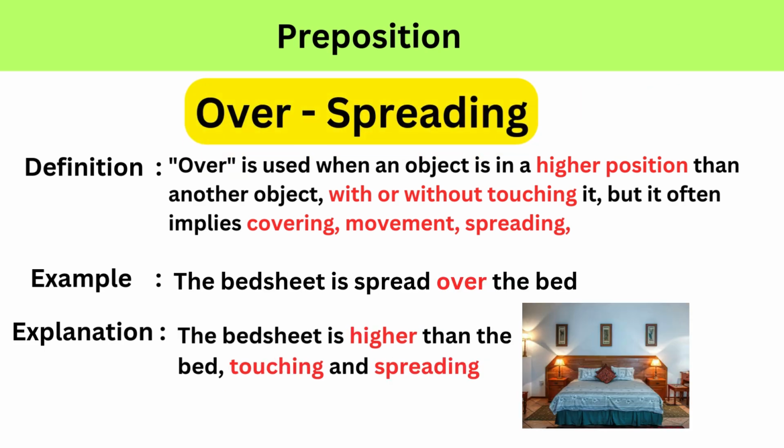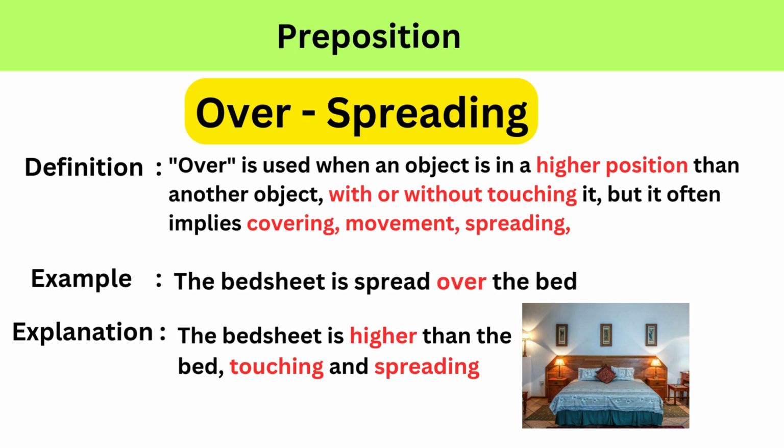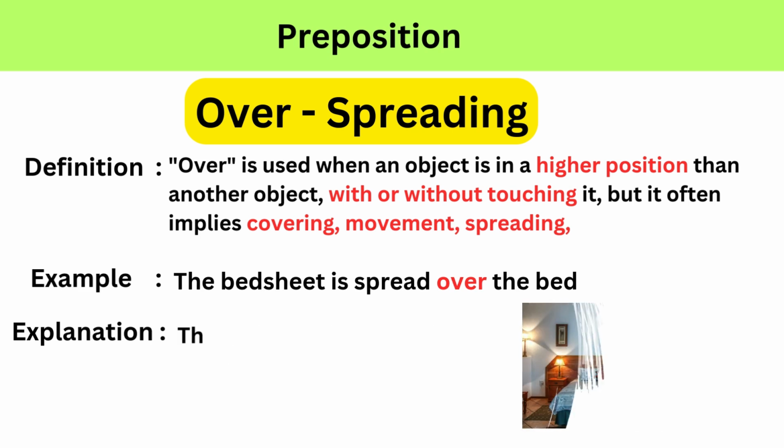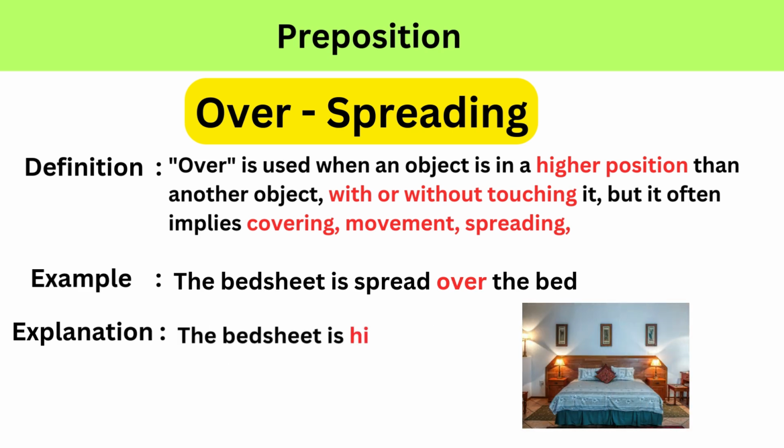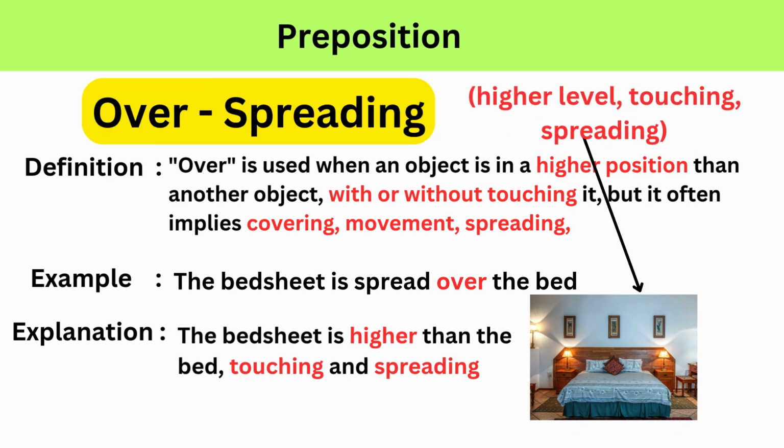Next, we are going to use over for spreading. For example, the bedsheet is spread over the bed. Here, we use over because, as seen in the image, the bedsheet is higher than the bed, touching and spreading. Thus, it matches the hint higher level, touching, spreading.